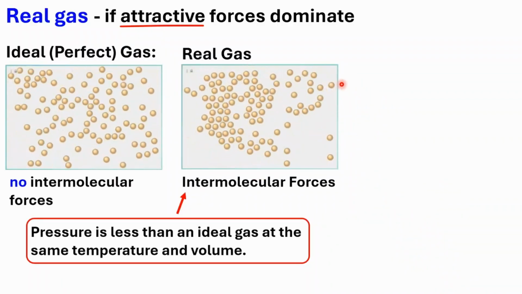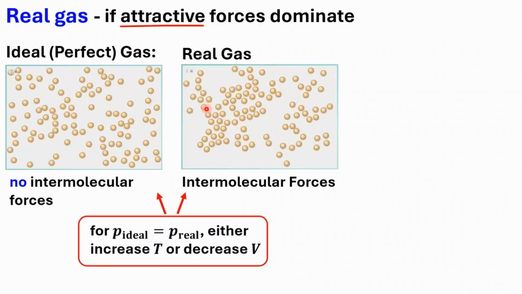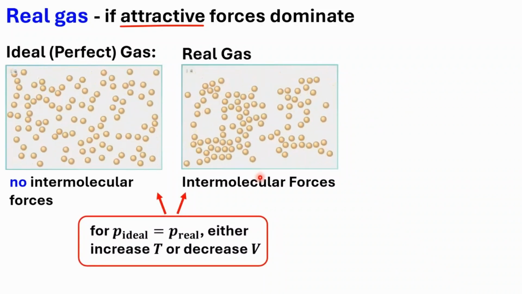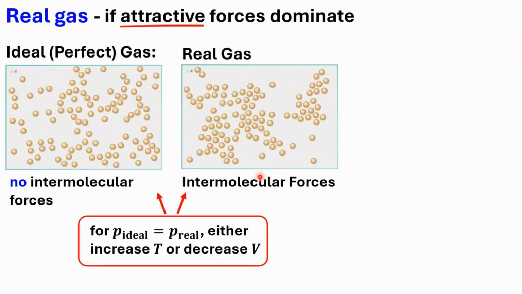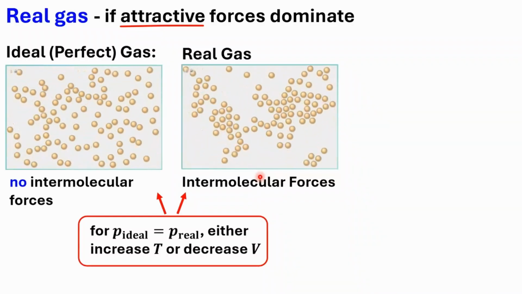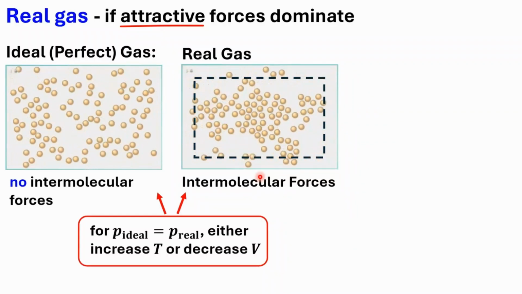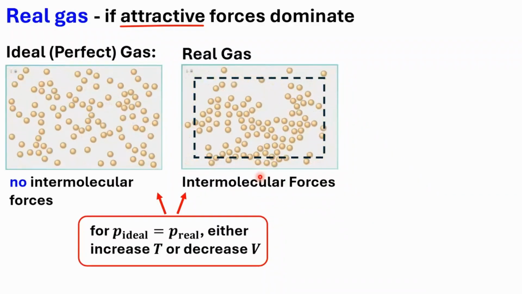Do you see that? Now, if we want the pressure to be the same between the real and the ideal gas, then we either need to increase the temperature, so we make those molecules move faster so they bang against the edge of the container a little bit faster, or we need to decrease the volume, make them a little bit more crowded so that they're pushing against the container.